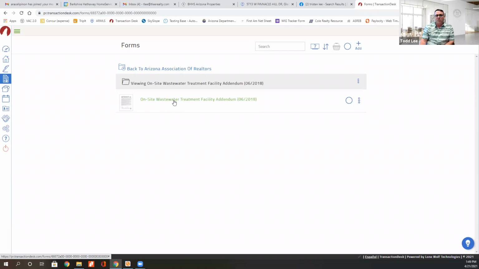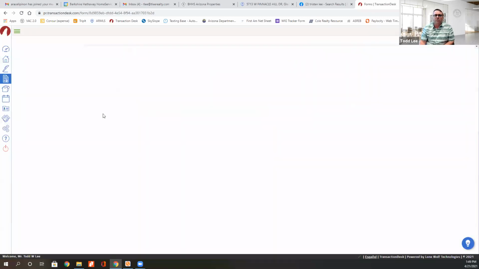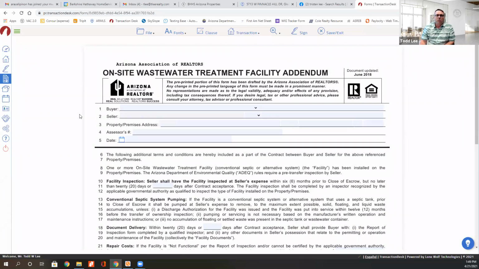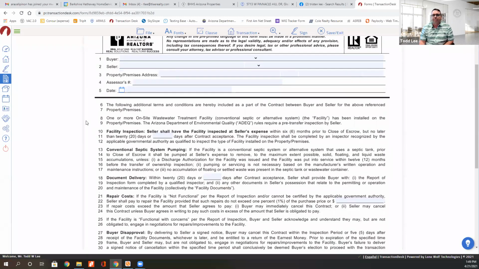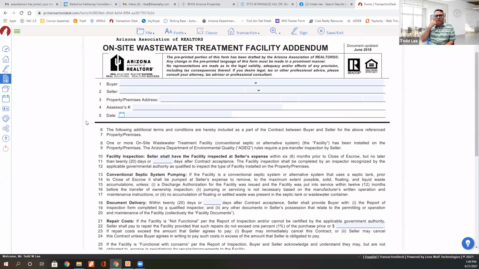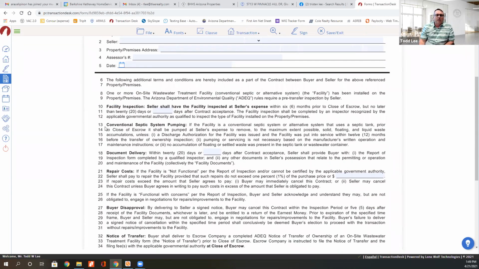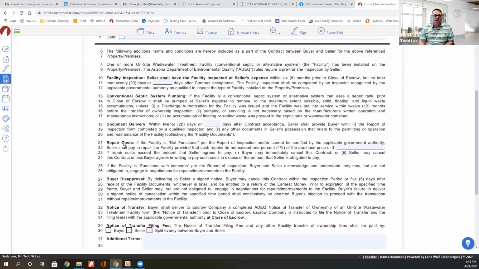All right, on-site wastewater treatment facility addendum. We're going to go into that one. So what would we use this for? Septic, right? So this is your on-site wastewater treatment facility addendum. So we're not going to go through this whole thing completely, but we're just going to kind of briefly run through it here.